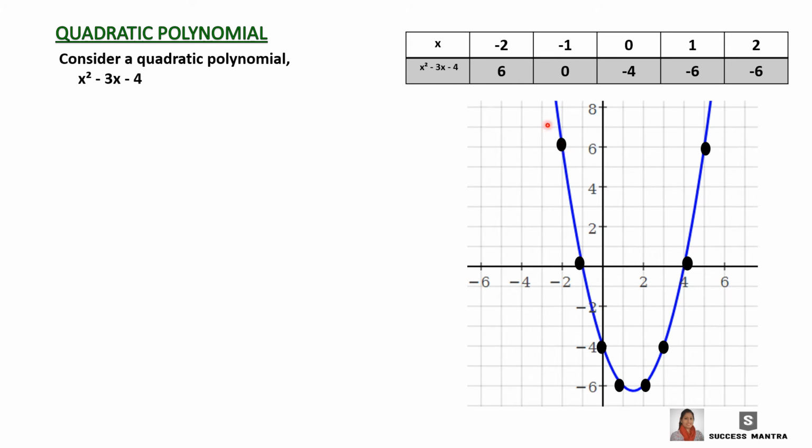By joining the points, we can see that the shape of the graph is like this. What is this shape called? This shape is called a parabola. So we can conclude that the graph of a quadratic polynomial is always a parabola.